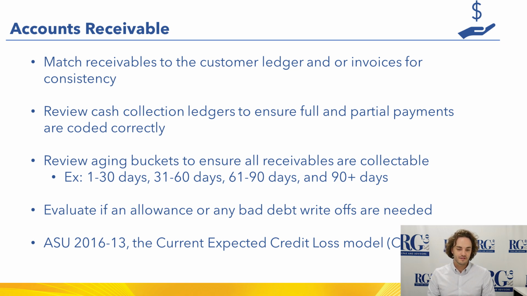The long and short of it is you have to be proactive now about the allowance and anticipate your allowance at the birth of the receivable rather than when it becomes deemed uncollectible. This ultimately will lead to a more accurate balance at the end of your year.